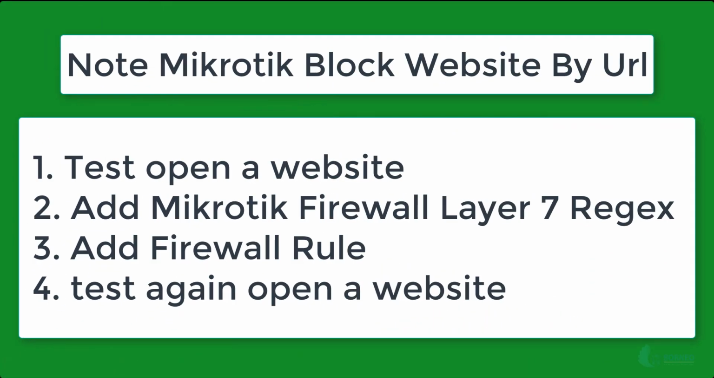Okay, here I have a note for blocking a website by URL in MikroTik. Step number 1 is to test opening a website. Number 2, add a MikroTik firewall layer 7. The third, we will add a firewall rule. And the last, we will test opening the website again.